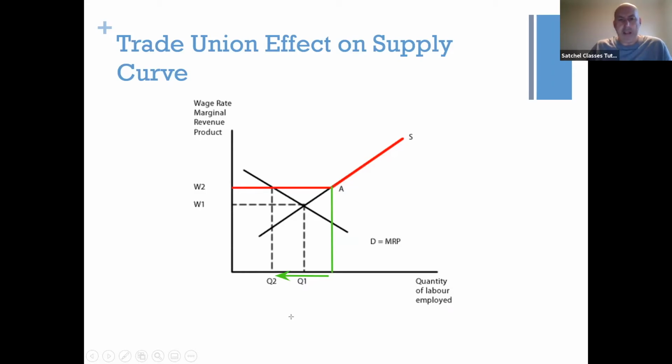So in effect, the effect of trade unions is to reduce the amount of labour that businesses demand, which really isn't very good for labour. So it's counterintuitive a little bit. The effect of trade unions is actually to reduce the amount of labour demanded in a perfectly competitive market. And what producers will do in this instance is they will switch to a more capital intensive production method to reduce the amount of labour that's required.